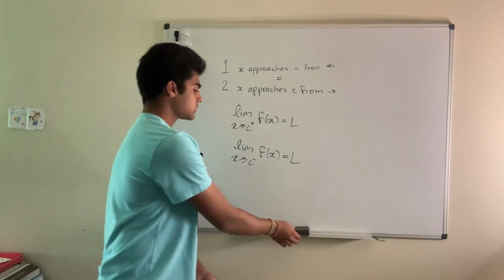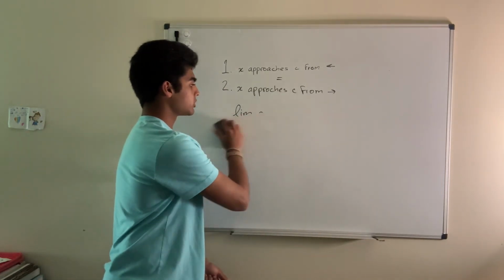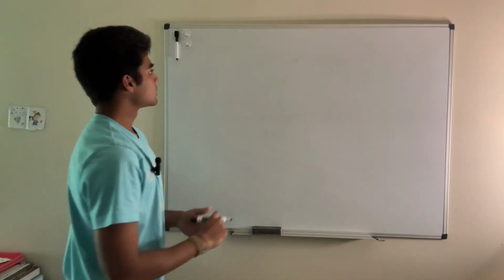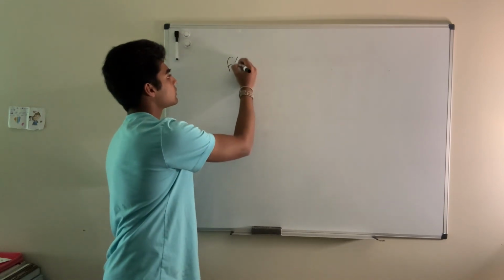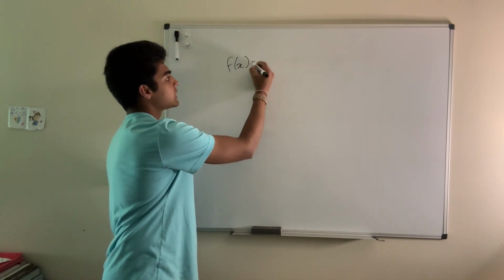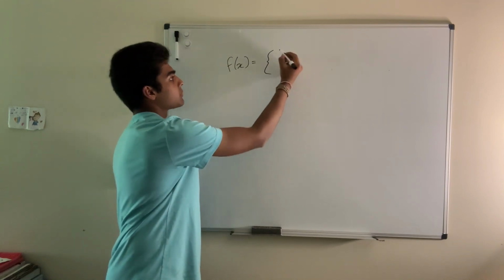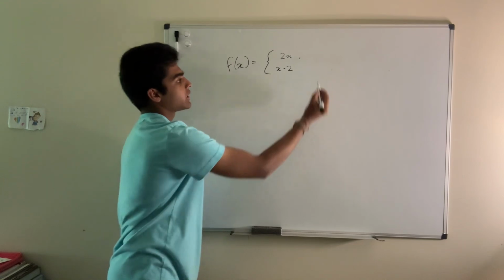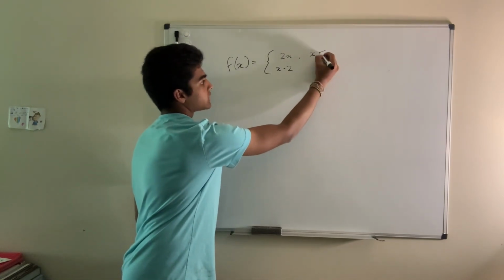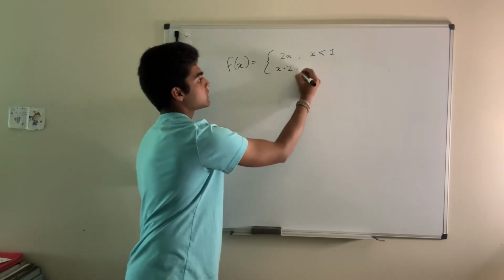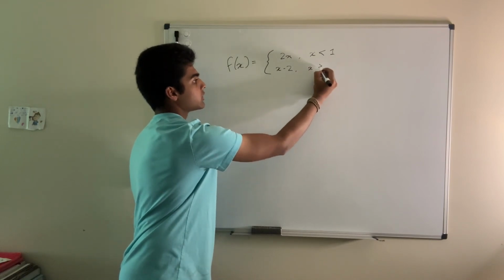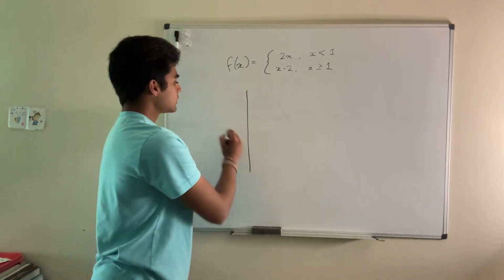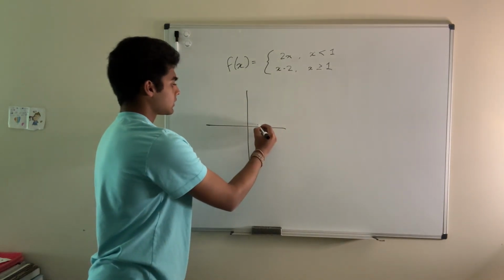Now, when are these two limits not equal? Suppose we had another piecewise function, and we'll do two lines this time. f of x is 2x when x is less than 1, and x minus 2 when x is greater than or equal to 1. So what would this graph look like?